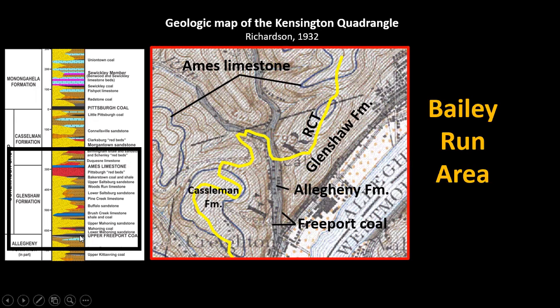That's the level of the upper Freeport coal, which in places in this general area was mined at the surface and also mined underground where it was thick enough. And the trail crosses that upper Freeport coal. So we'll take a look at that too.